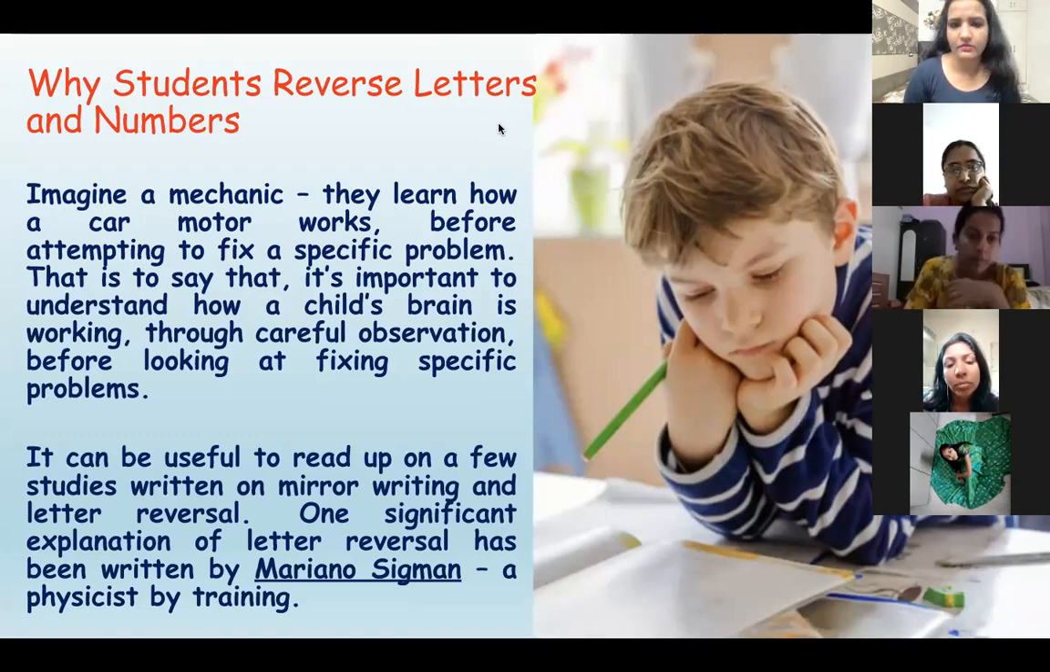Imagine a mechanic. They learn how a car motor works before attempting to fix a specific problem. Okay, so there is a mechanic who knows how to fix a car, and they are well versed with the knowledge. So that is to say that it's important to understand how a child's brain is working. So before you start working with the problem the child has, you should know how to work with that.